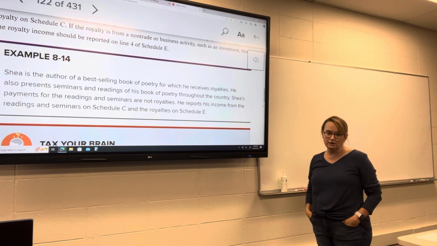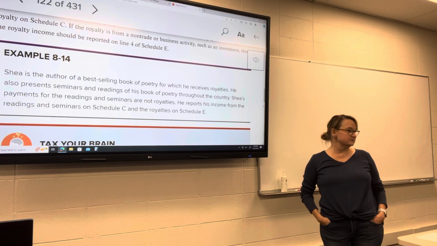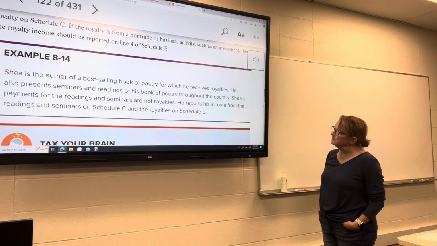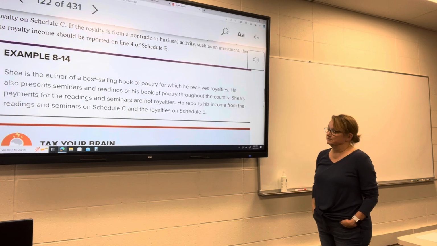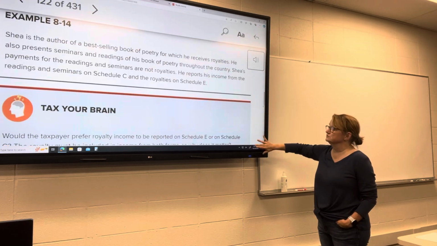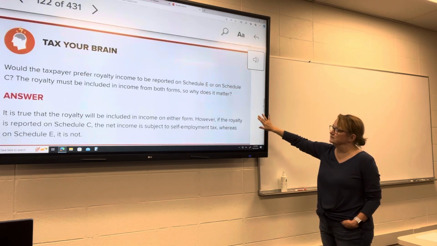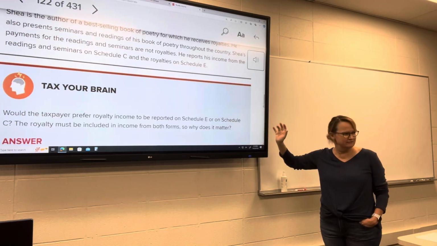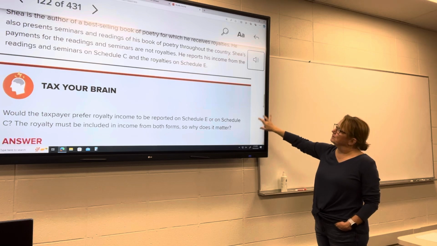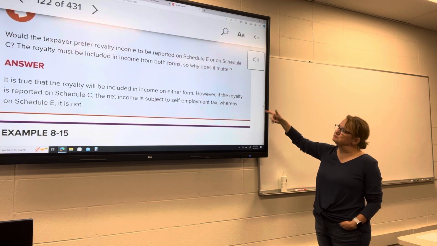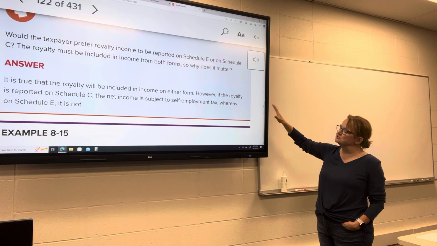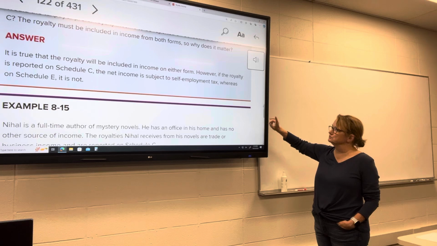I would say that there's an argument to be made that that should all be on Schedule C, especially if he's reading from this book that he's receiving royalties from, and that he's a poet and that's how he makes his living. Do people make a living from poetry? Probably not much, but if it's on a Schedule C, it's going to be subject to self-employment taxes.